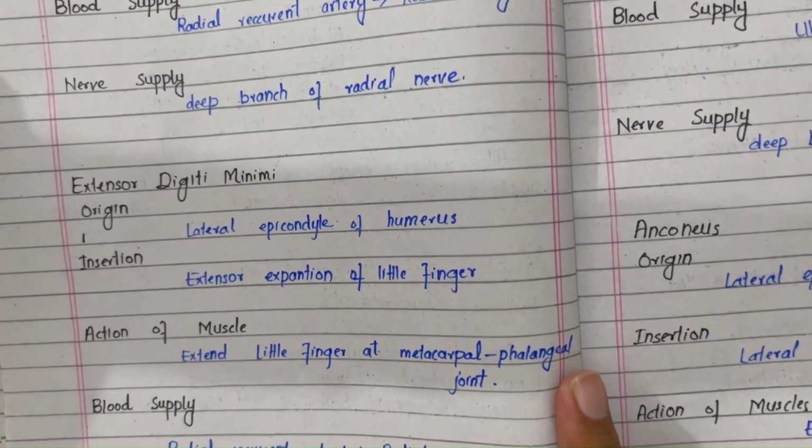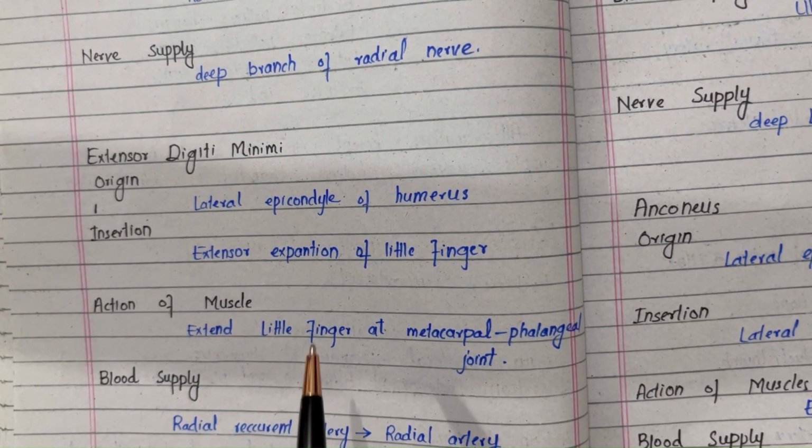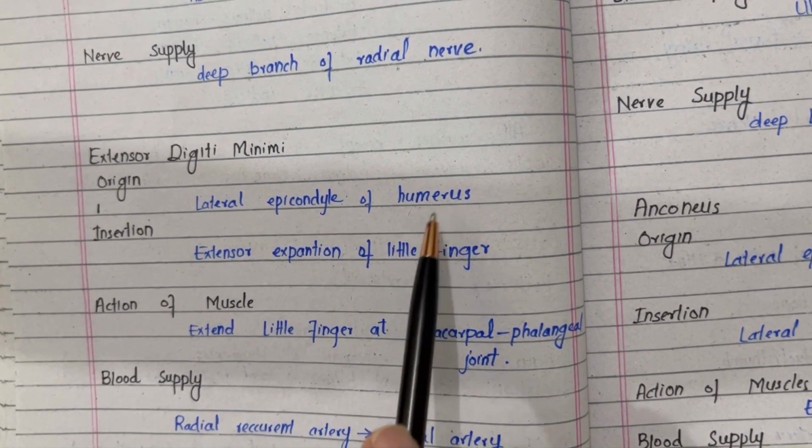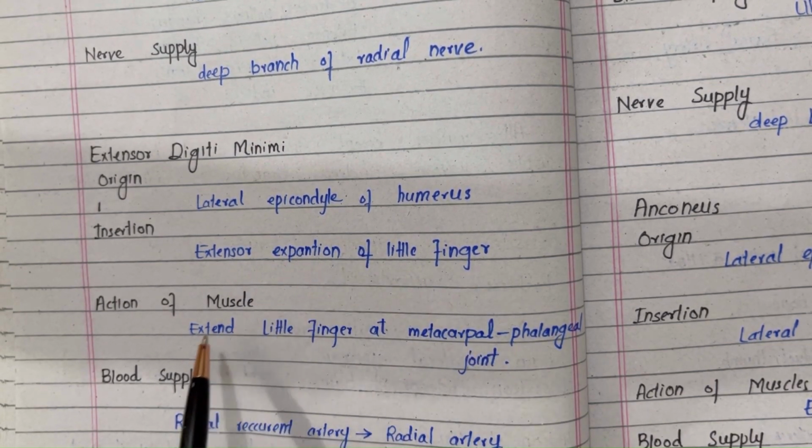Now students, as we have discussed the anatomy of the extensor digiti minimi muscle, here we will overview this muscle. It originates from the lateral epicondyle of the humerus bone and inserts into the distal phalanx of the little finger.